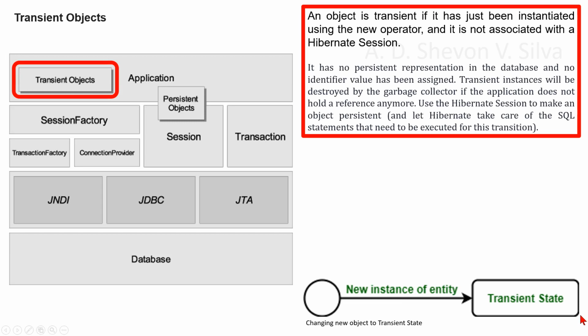There are two layouts in which transient state will occur as follows. One, when objects are generated by an application but are not connected to any session. Two, the objects are generated by a closed session.